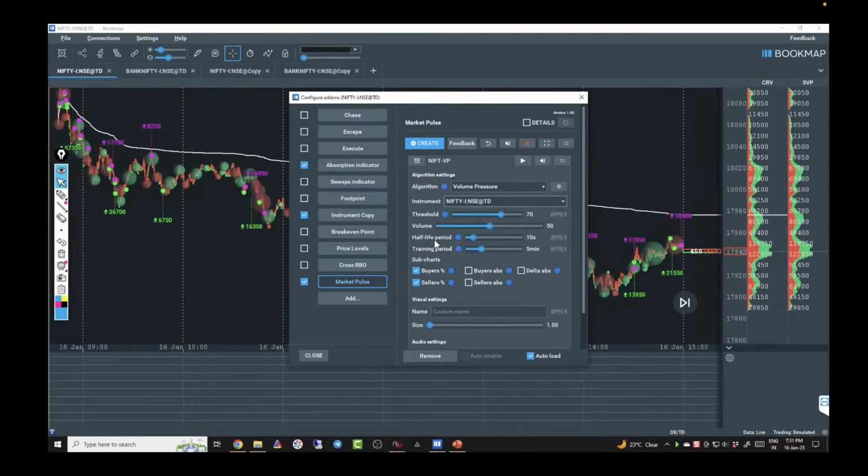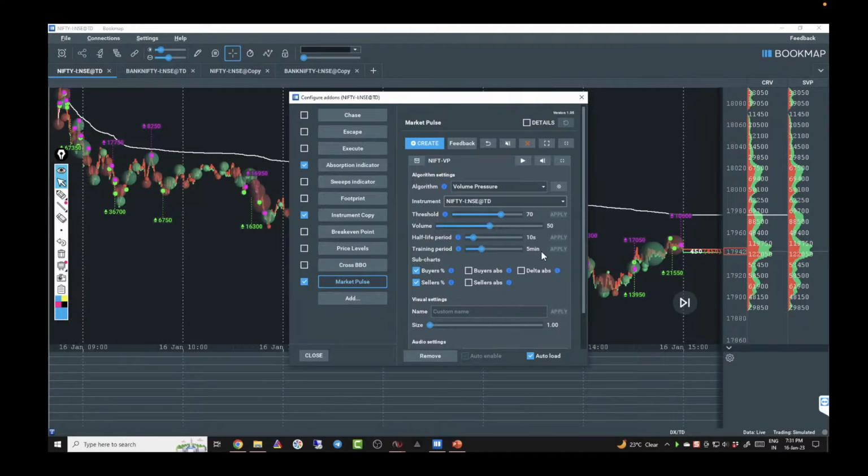So what exactly does it mean? For example, let's say the average order is 100 quantities. Like in this case, the training period is very important. After that we move on to the half life period. So what is the training period? Basically the look back period, like we see any particular indicator on 5 minute, 15 minutes. In this case I have selected it as 5 minute.